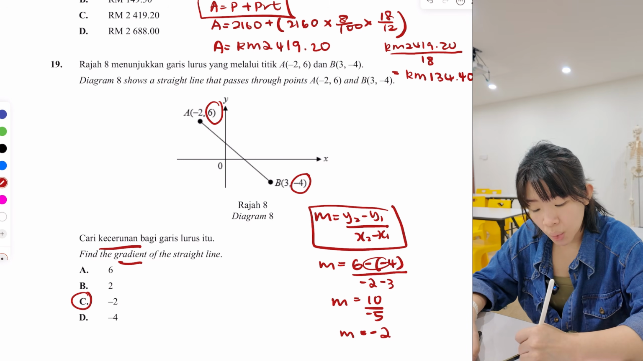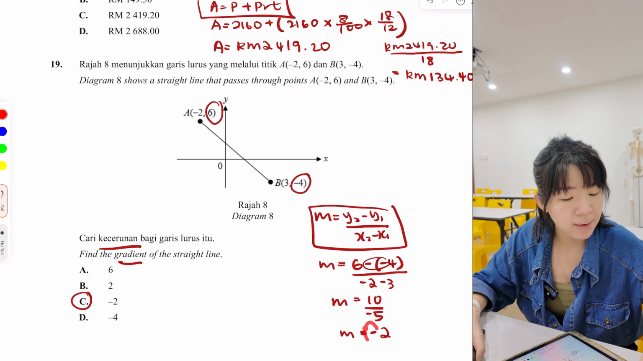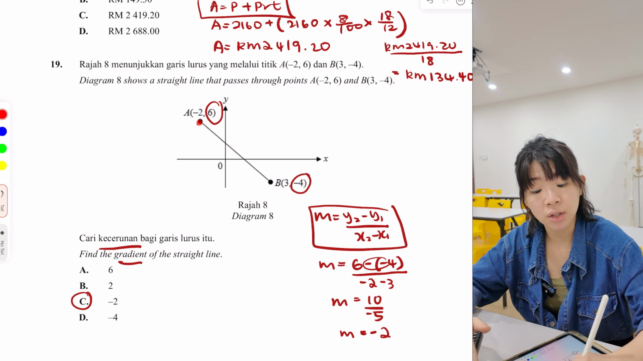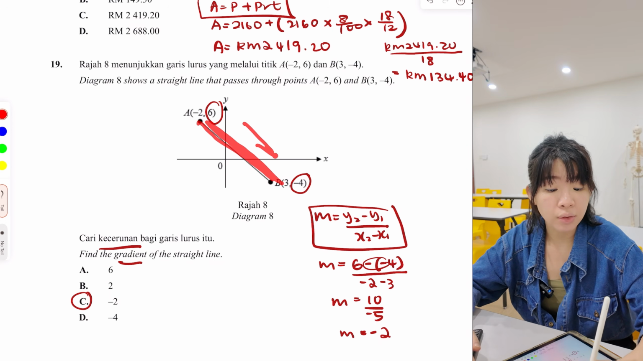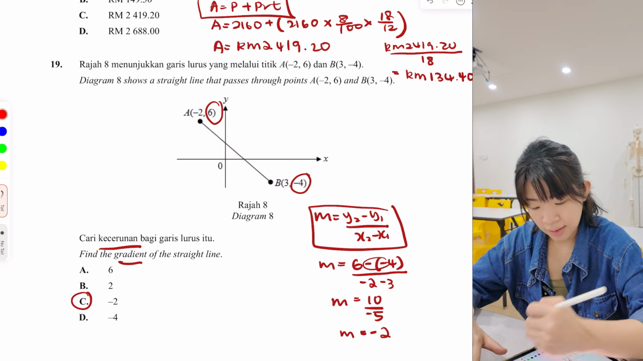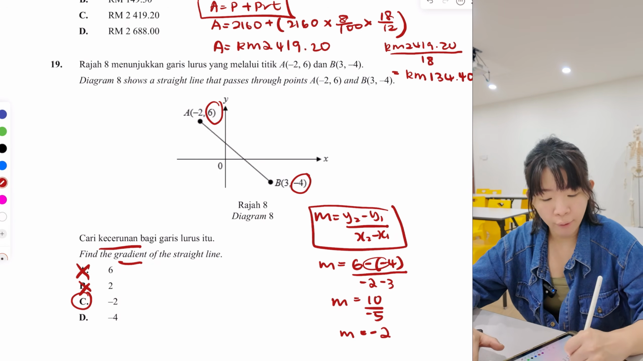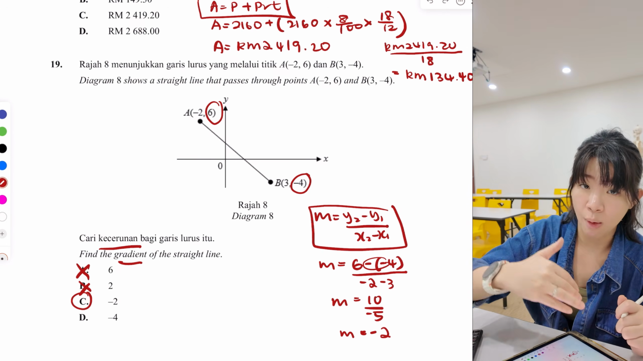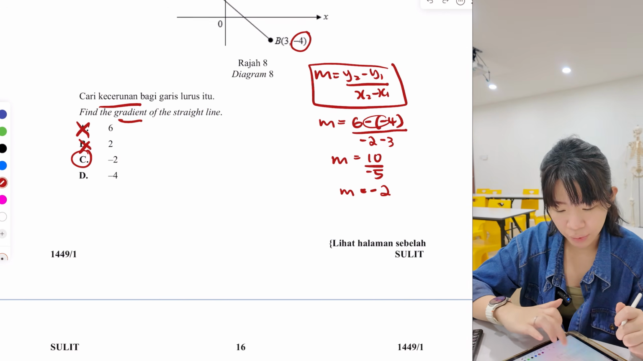Now always check, okay, since your gradient you get negative, so meaning the line should go down. So let's check the picture. Okay, the line is going down, so the answer must be negative. So then correct lah. Okay, definitely not A, not B, because both positive. It definitely cannot be the answer because the line is going down. Alright? Okay, let's look at 20.